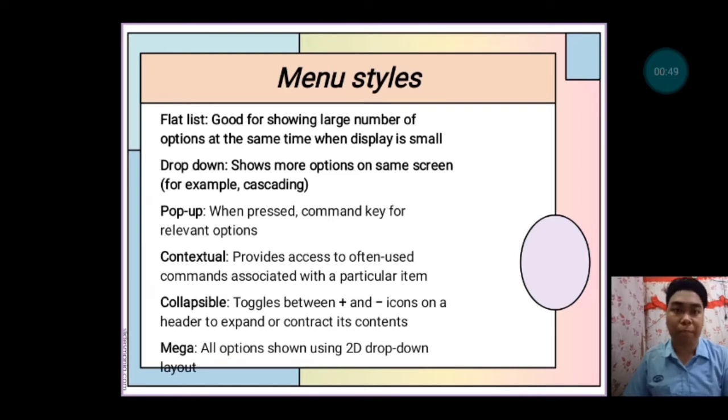Next, pop-up. When pressing the Command key for a relevant option, a pop-up menu suddenly appears when an option is selected. Next, contextual. Provide access to commonly used commands associated with a particular item. Next, collapsible. Toggles between plus and minus icons on a header to expand or contract its content. And last, mega. All options are shown using a 2D drop-down layout.